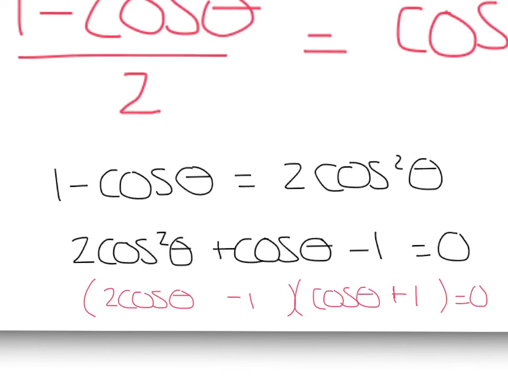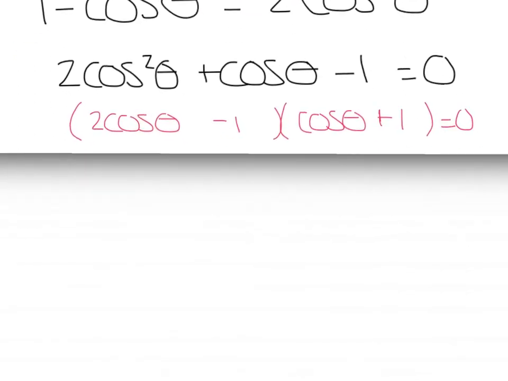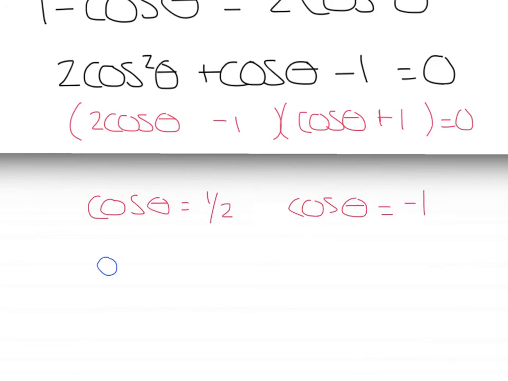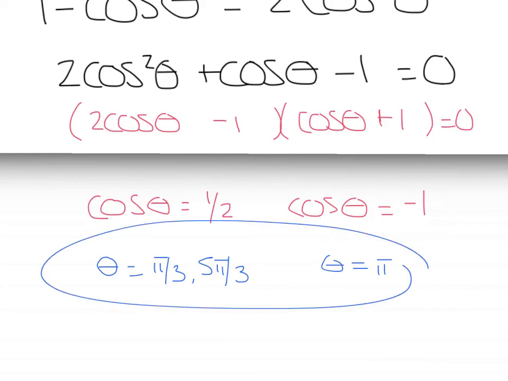So one of my solutions is going to be cosine. Let's go ahead and move this up. One of my solutions is cosine theta equals 1/2, and the other one cosine theta equals negative 1. Okay, so theta equals pi over 3 and 5 pi over 3. And for negative 1, it's pi. Good. And here are all your solutions. Verify that using the graphic utility.